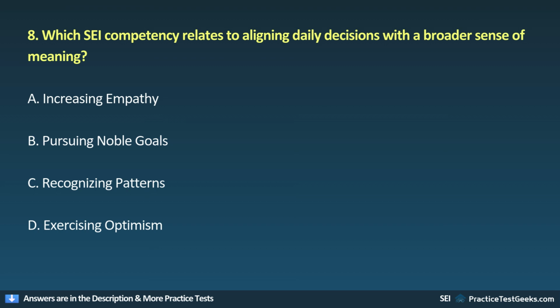8. Which SEI competency relates to aligning daily decisions with a broader sense of meaning? A. Increasing empathy. B. Pursuing noble goals. C. Recognizing patterns. D. Exercising optimism.